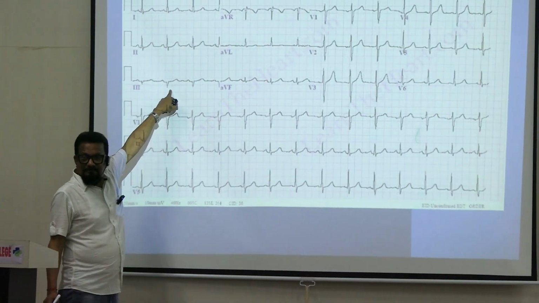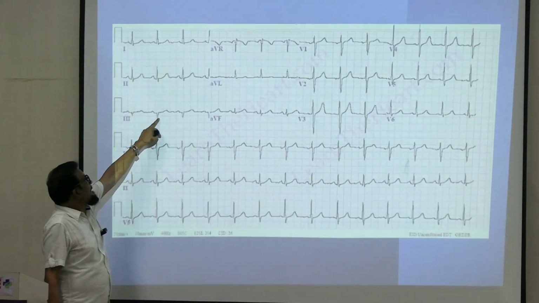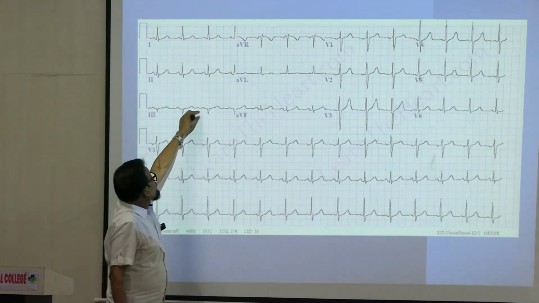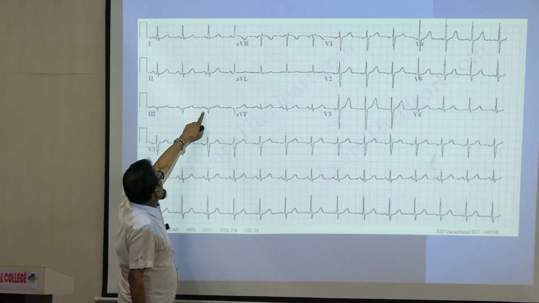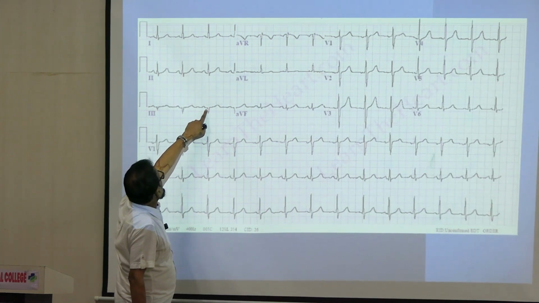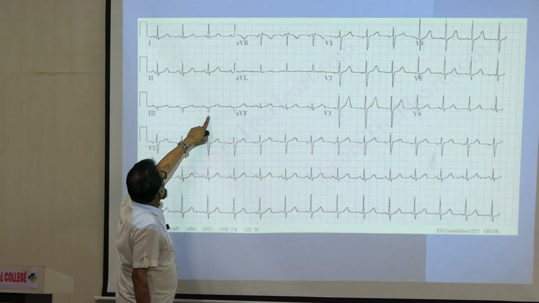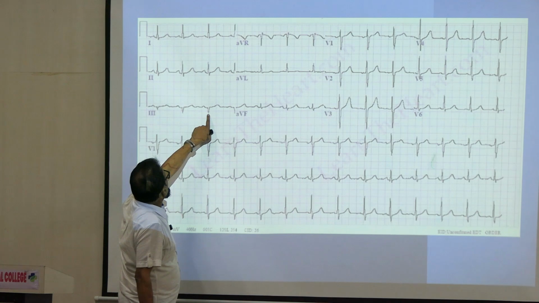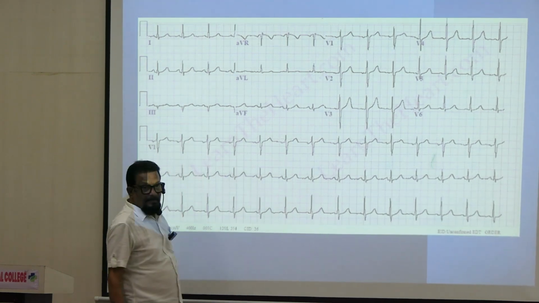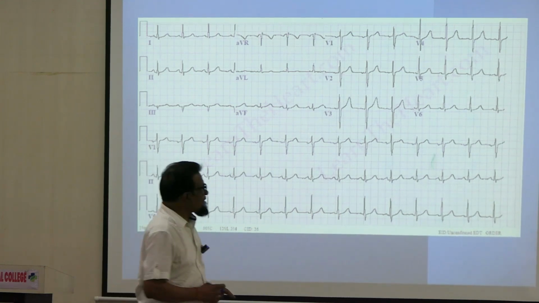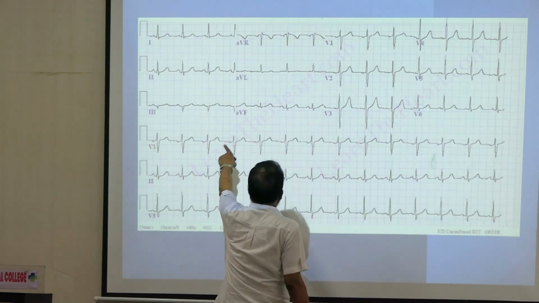It is negative, isn't it? Positive wave, there is no positive wave. So how much is this? Here there is how many squares are there? 4. And here there is 2. Okay, 4 plus 2, 6. So these are minus 6. Minus is the negative wave, no? Minus 6. It is in lead 3.